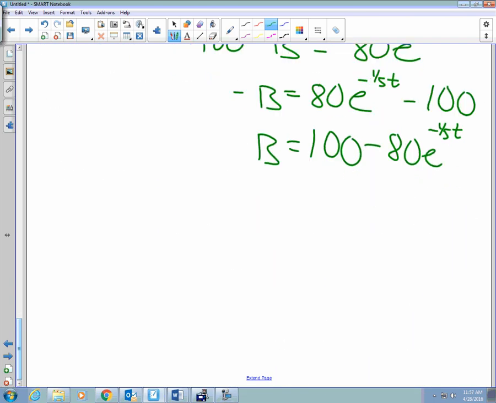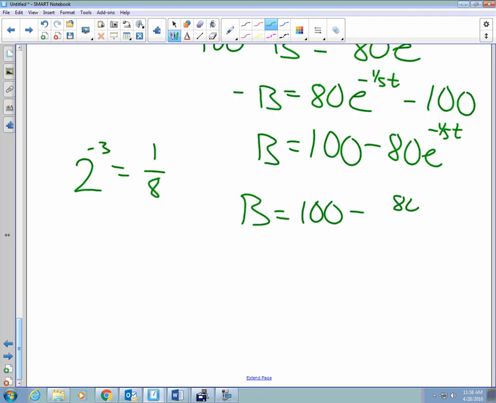So you can leave a negative exponent with a function. For example, you would never leave, say, 2 to the negative 3. You'd probably write that as 1 over 8. If you wanted to write it as b equals 100 minus 80 over e to the 1/5 t, you could do that instead. That's absolutely fine.